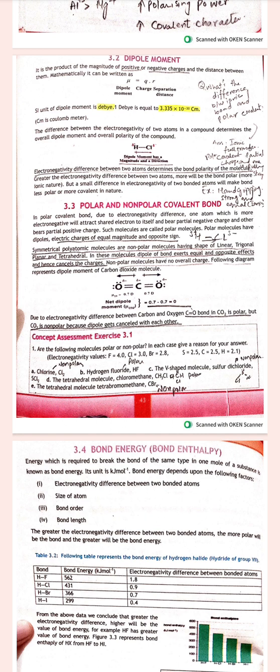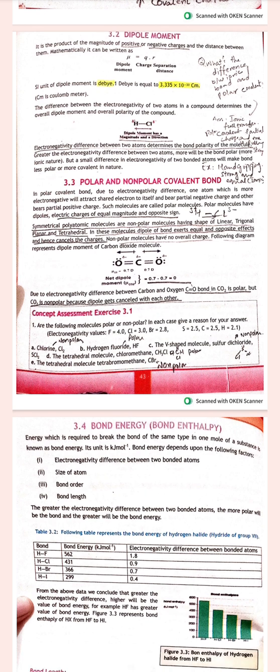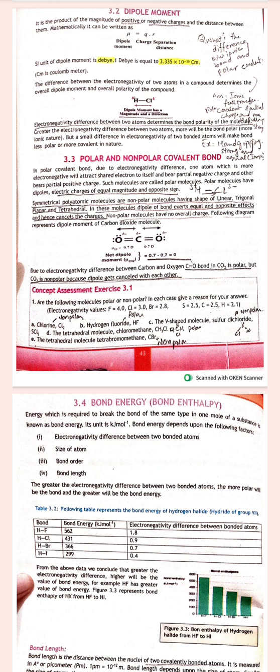What is dipole moment? It is the product of the magnitude of the positive and negative charges and the distance between them. Mathematically, dipole moment is equal to Q times R, that is charge times separation distance. The SI unit of dipole moment is the debye, and 1 debye is equal to 3.335 times 10 to the power minus 30 Cm. So it's simply a product of charge and distance, and Cm stands for coulomb meter.